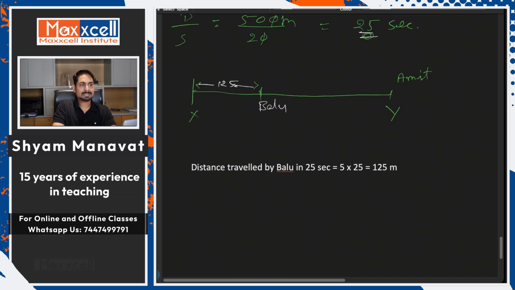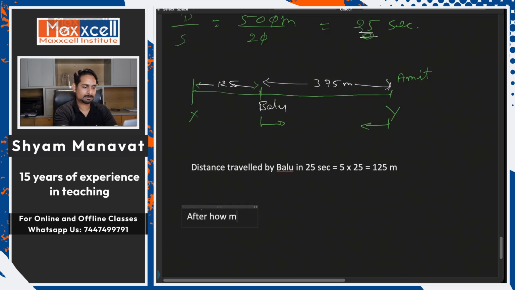Now they still have 375 meters of distance between them. Do you see this? 375 meters, after 25 seconds, keep in mind. Then Balu is moving in this direction, Amit is moving in this direction. Both of them are moving in the opposite direction. They are coming closer, right?